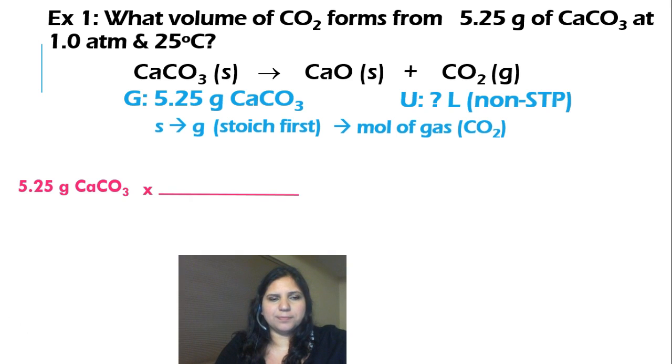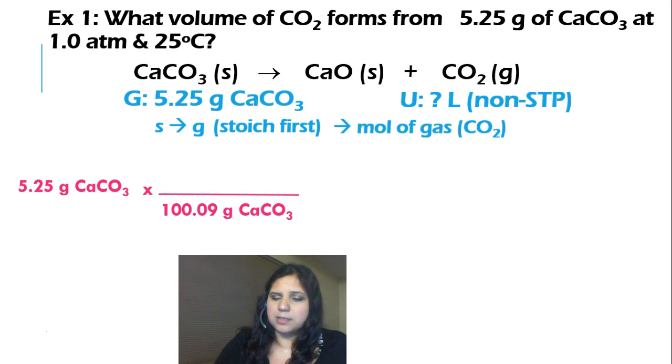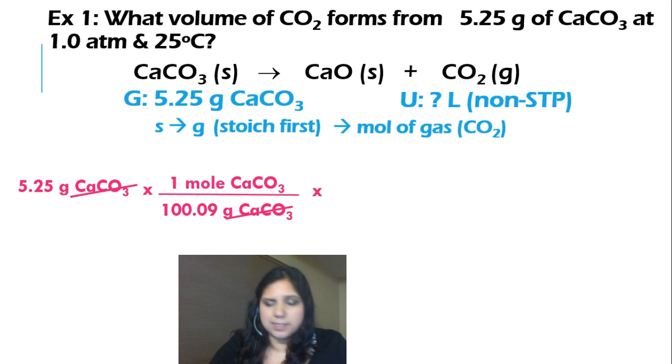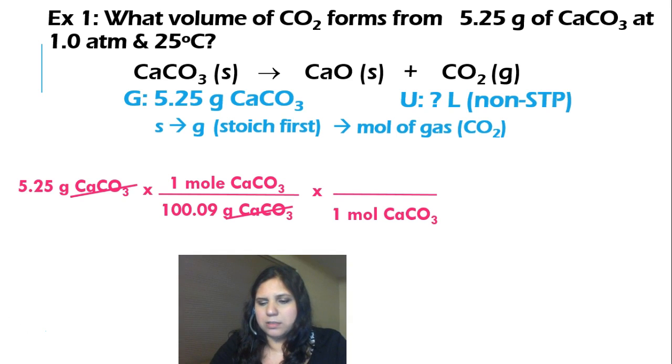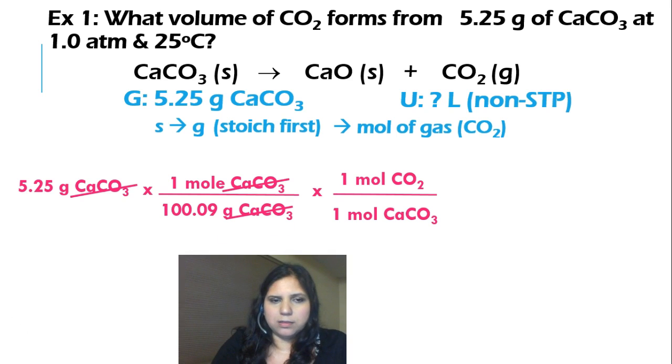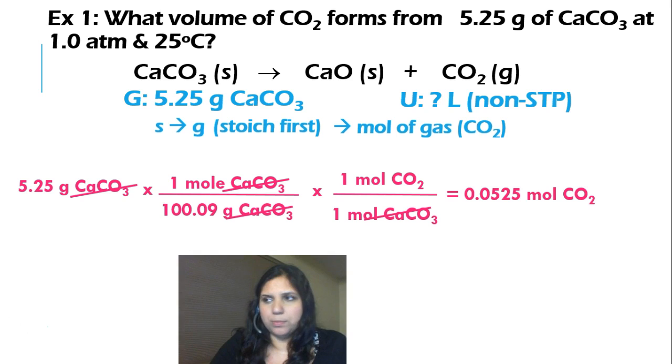5.25 grams of calcium carbonate. We'll go from grams of calcium carbonate to moles of calcium carbonate, and then to moles of CO2. The molar mass of calcium carbonate is 100.09 grams in every 1 mole of calcium carbonate. That cancels out grams. Then we have the mole ratio step, which is moles of unknown on the top and moles of given on the bottom. I use the coefficients in the balanced equation to get that ratio, and it's a 1-to-1 ratio. That cancels, and I'm left with 0.0525 moles.